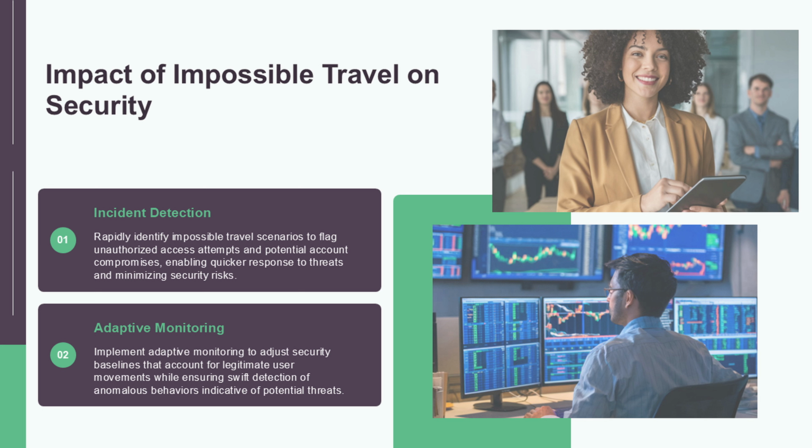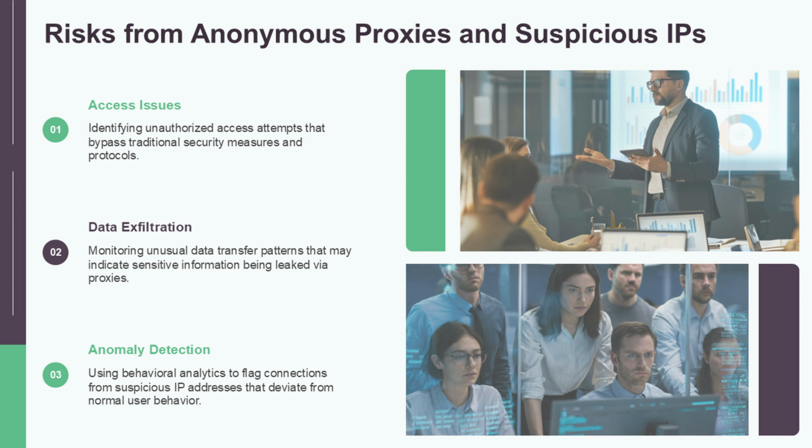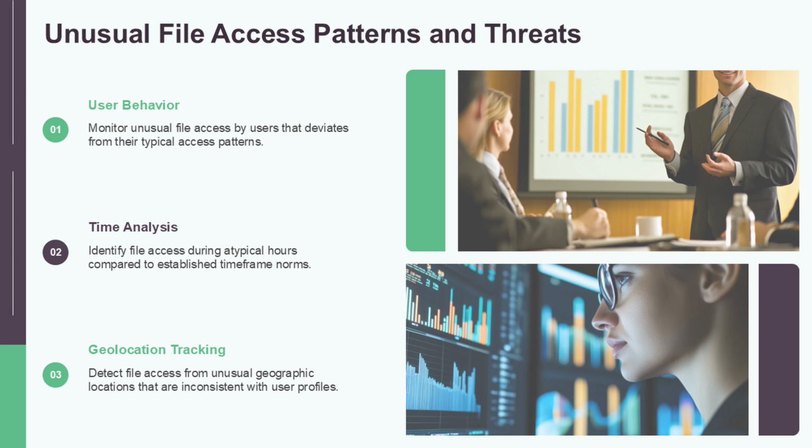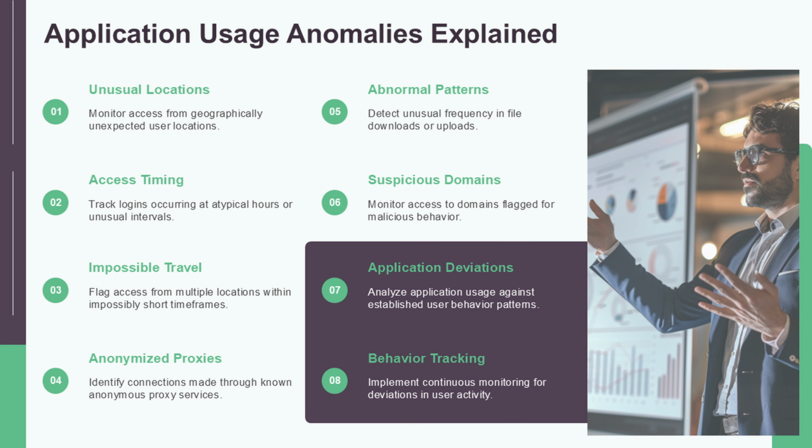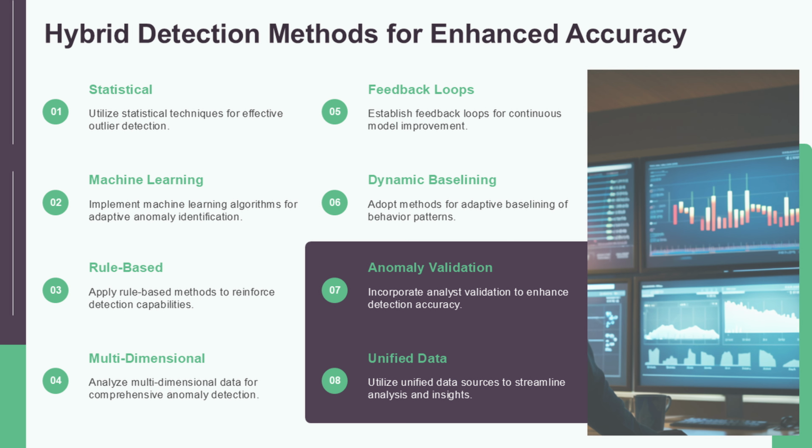The implementation of behavioral analytics in SASE environments focuses on several critical anomaly types that indicate potential security threats. These include users accessing applications from unusual locations or at atypical times, access from multiple locations in time frames that suggest impossible travel connections, through anonymous proxies or from suspicious IP addresses, unusual file download or upload patterns, access to suspicious domains, and atypical application usage patterns that deviate from established baselines.